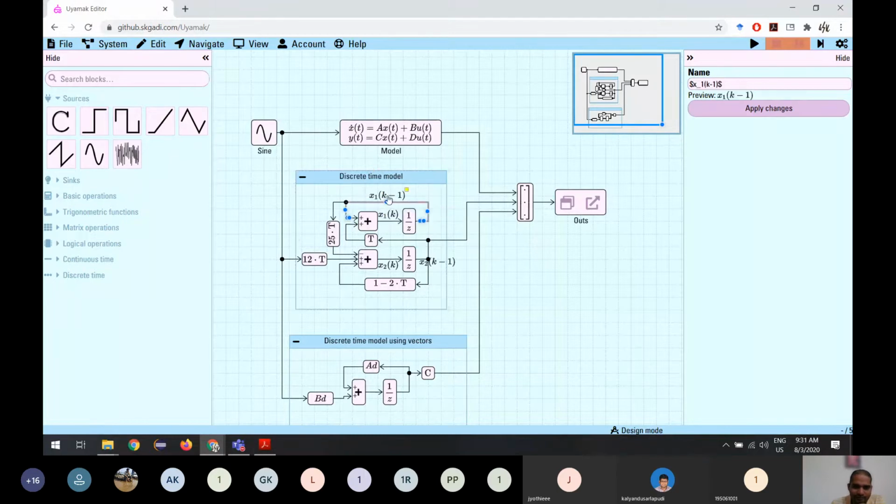So here we have, this is the past and this is the future. So here x1 of k, x1 of k minus 2. I'm using a different representation so that you can understand it more easily, or we can say it will be more complete to understand.